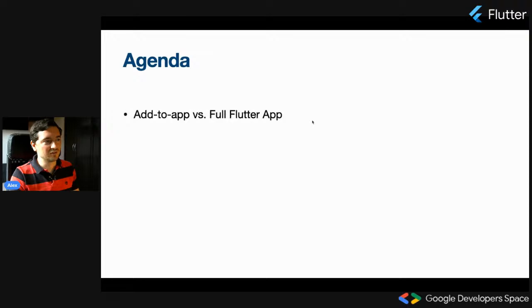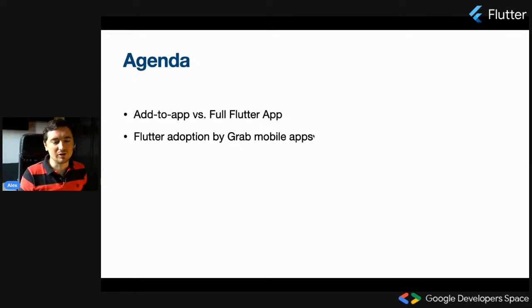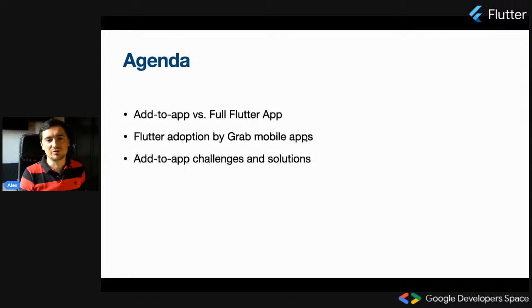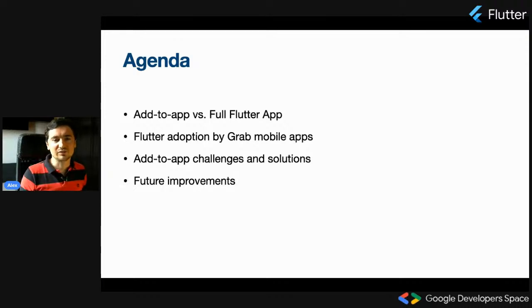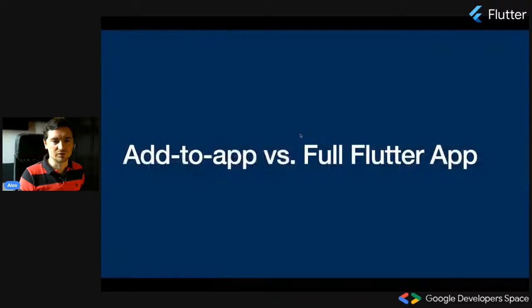So what we're going to talk about today. First of all, we're going to uncover what add-to-app is and how it is different from a full Flutter application. Second, we're going to talk about Flutter adoption by Grab mobile applications, and what we actually mean when we say scale. Third, we're going to talk about add-to-app challenges and solutions that we have faced and discovered. And last but not least, we're going to talk about future improvements that we haven't done yet, but we see these challenges and we want to work on them in the future.